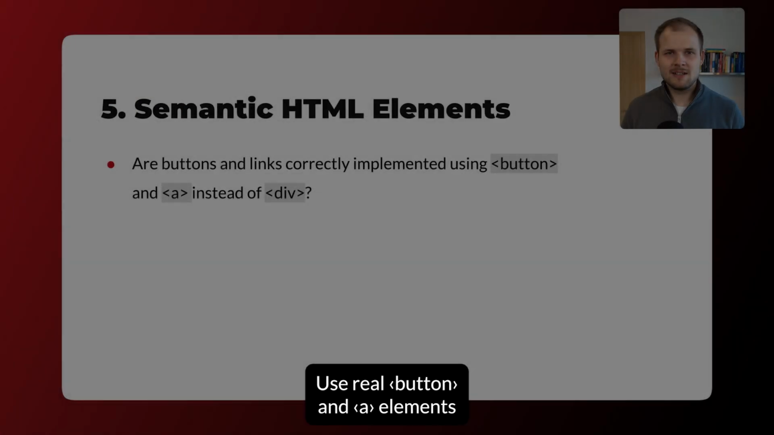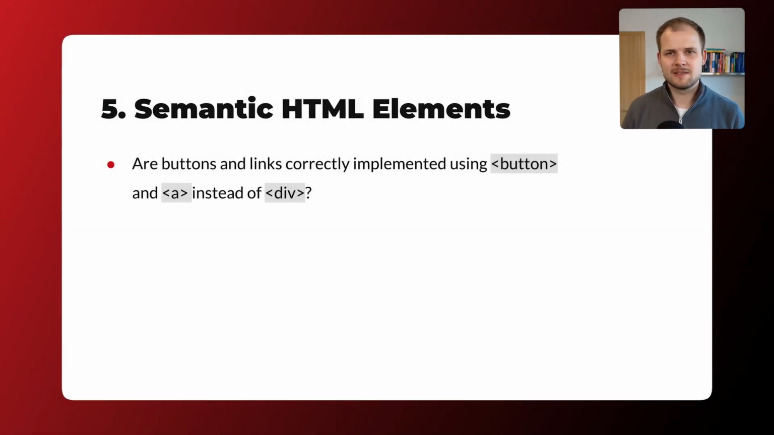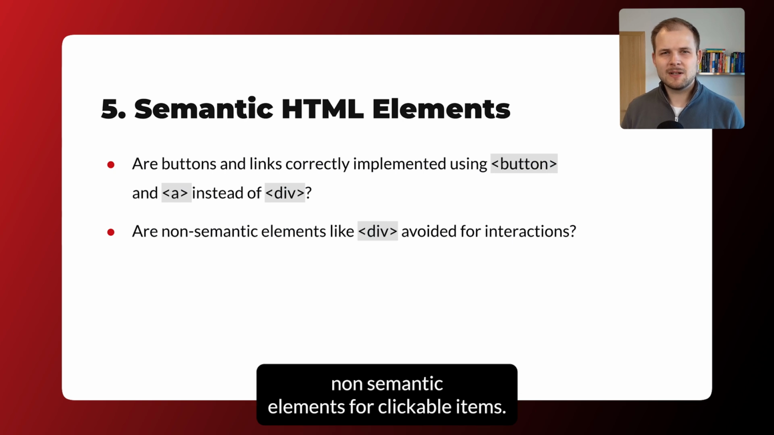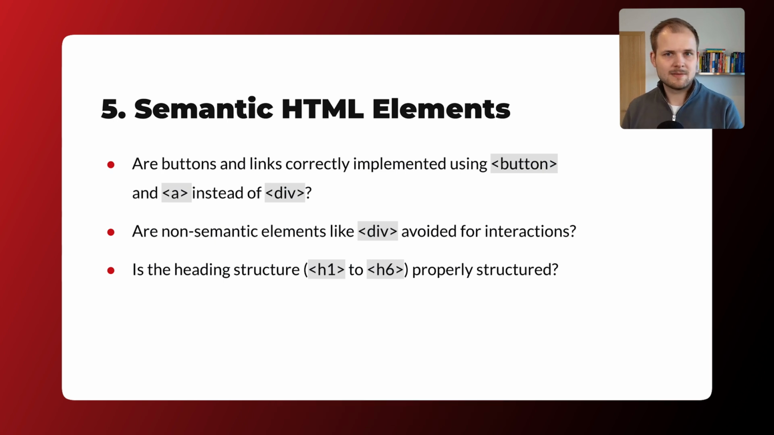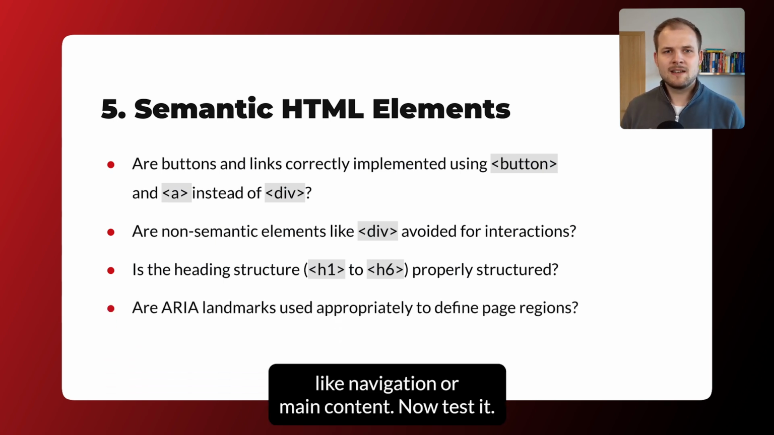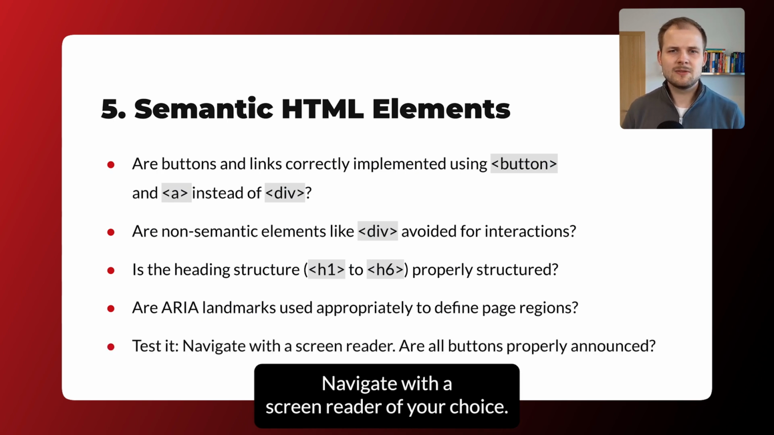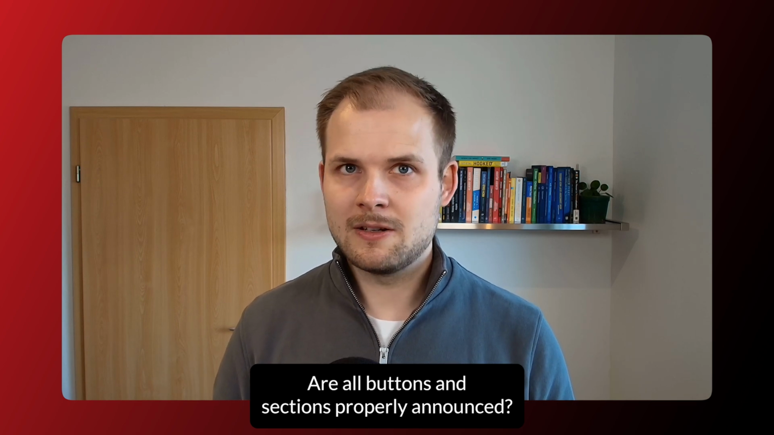Semantic code improves usability. Use real button and A elements instead of div or span for interactions. Avoid using non-semantic elements for clickable items. Structure your headings in order from H1 to H6. Use ARIA landmarks to define key regions like navigation or main content. Now test it. Navigate with a screen reader of your choice. Are all buttons and sections properly announced?